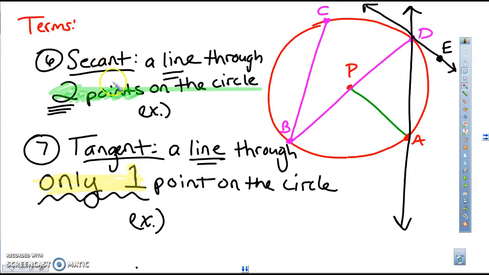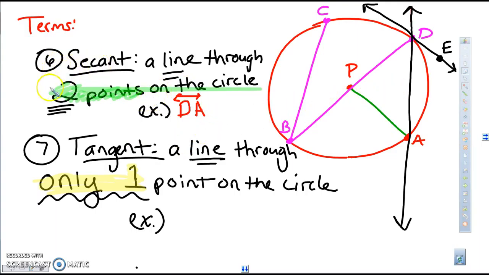A secant line is going to be kind of like a chord, except chords were segments, whereas secants have to be lines. So a secant is just a line that goes through 2 points on the circle. So here an example would be the line DA. So again, notice the difference between lines and segments here.